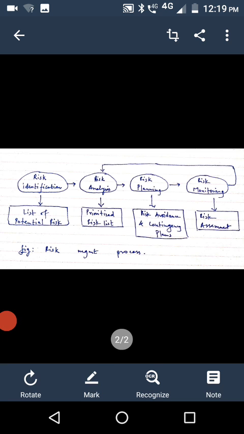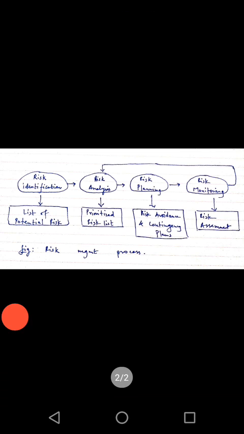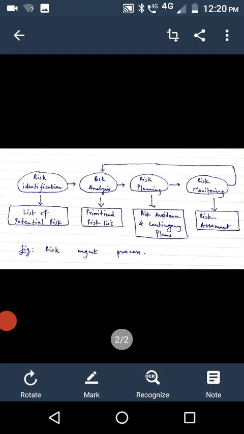probability decreases automatically. Similarly, the same thing we can apply to our project. Some risks are quite probable at a given point of time. The same risk may not be that highly probable at another given point of time.